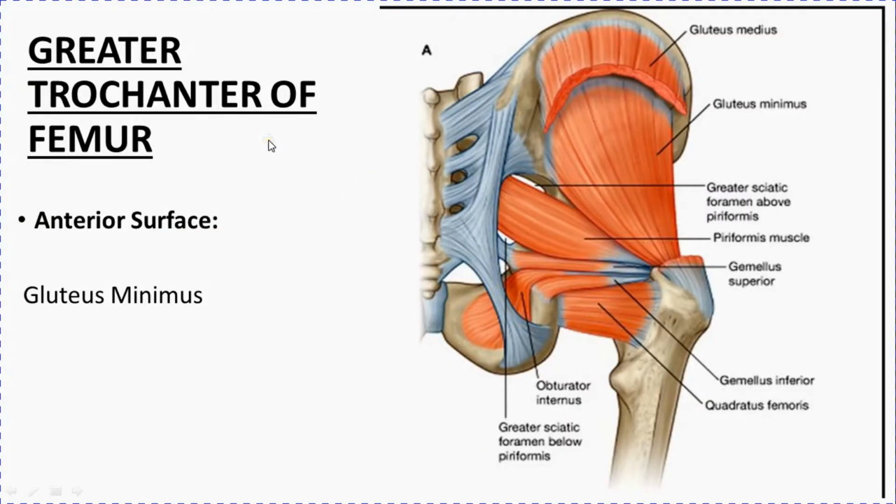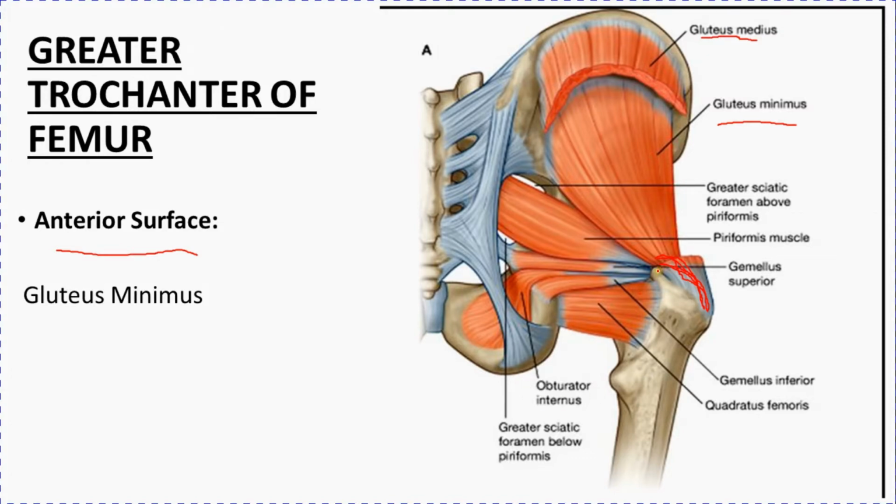The greater trochanter of femur has an anterior surface, and this anterior surface gives attachment to the gluteus minimus muscle. Now look into the figure. This is gluteus minimus muscle and it is attached on the anterior surface of the greater trochanter of femur. In this figure, the gluteus medius muscle has been dissected to show you the gluteus minimus muscle. So we can revise from this figure.